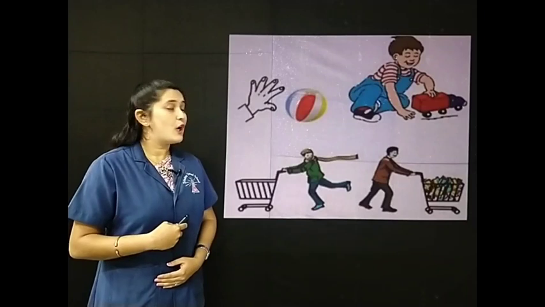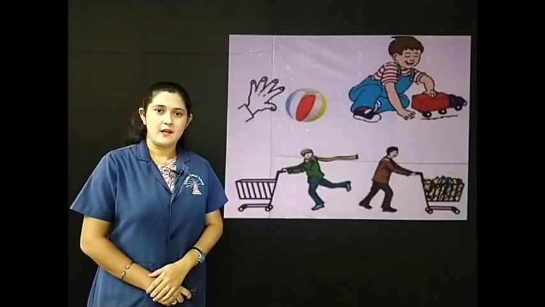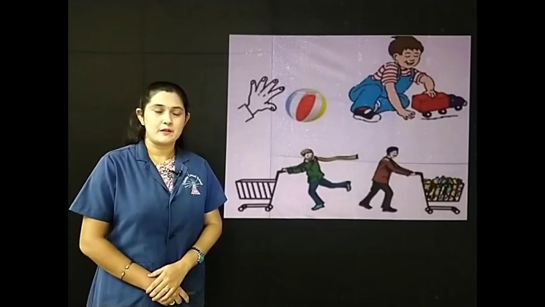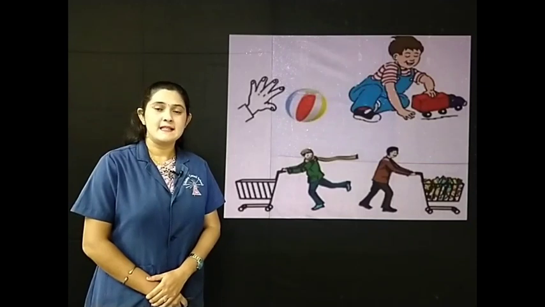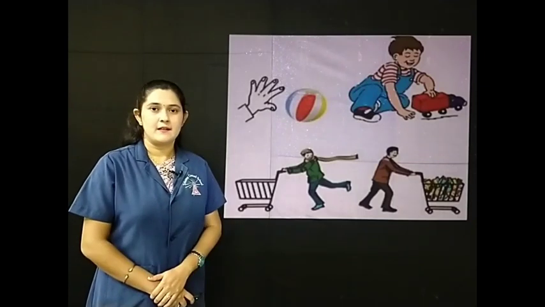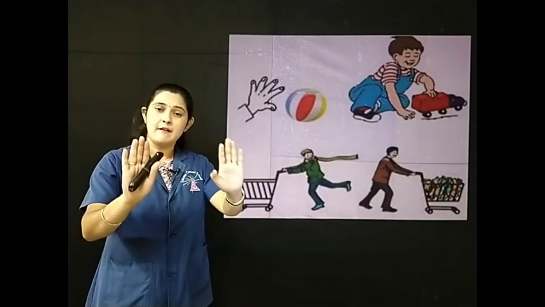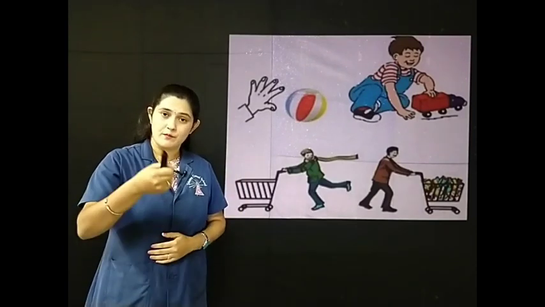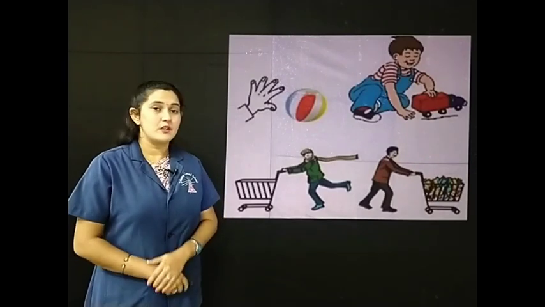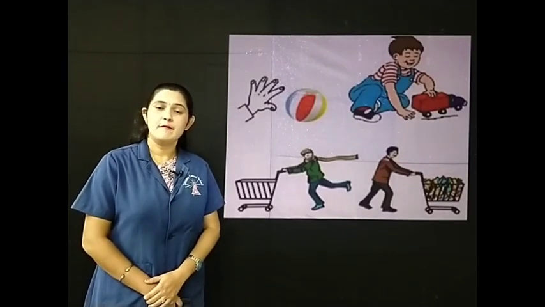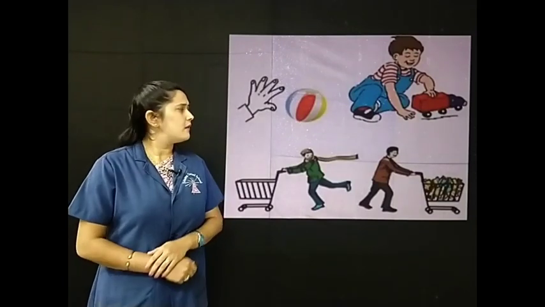In this picture, you can see that the ball is released from the hand or it is pushed. In the second picture, you can see a boy is pulling the car. So, when you push an object, it moves away from you, and when you pull an object, it moves towards you. In third and fourth picture, you can see pushing of trolley. So what is this push and pull?